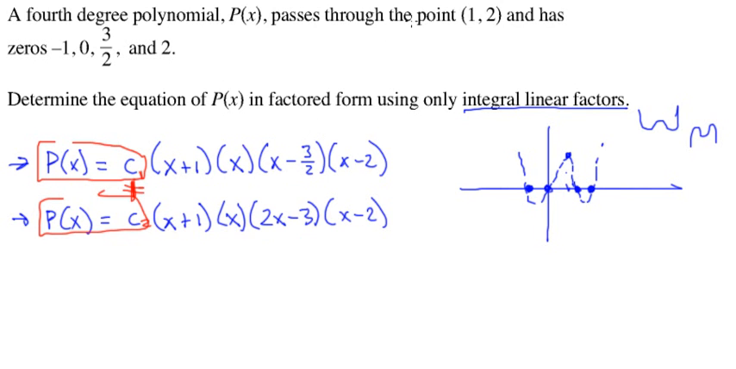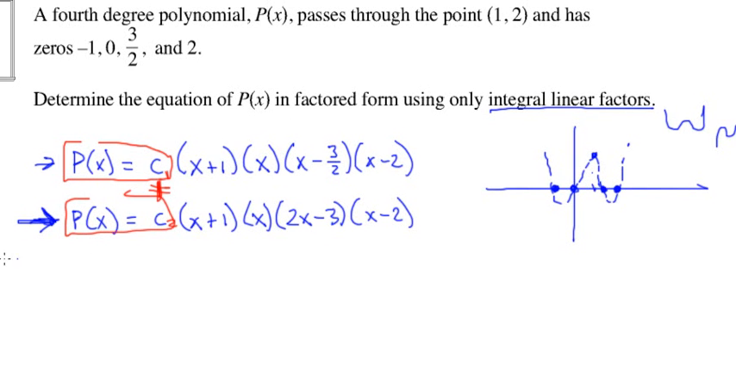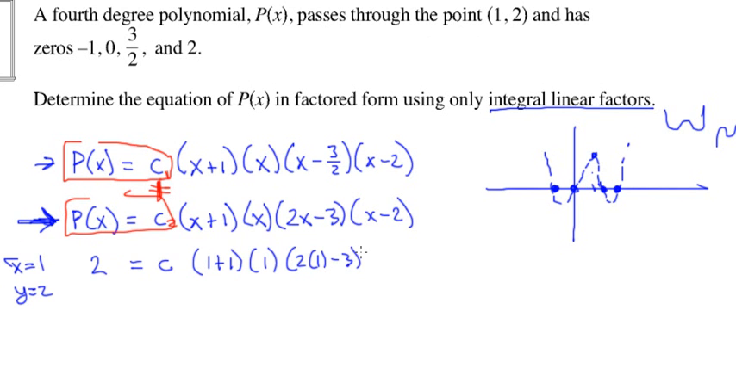And if we need to know what the c value is, I'm going to use my integer form because it's clearly the one that they want. Our curve has to go through (1, 2), meaning when x is 1, y has to come out to 2. So let's make that happen. y equals c times (x plus 1) times x times (2x minus 3) times (x minus 2).